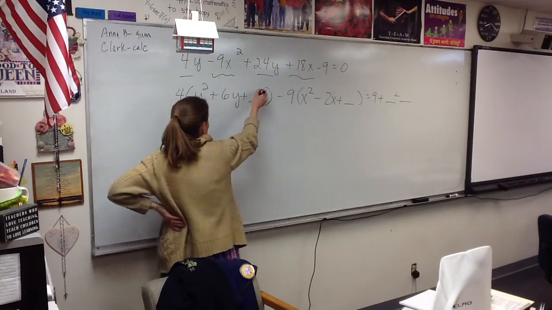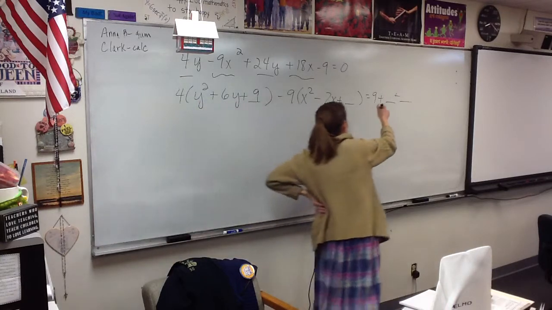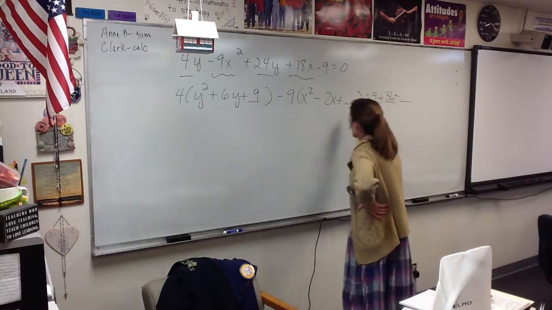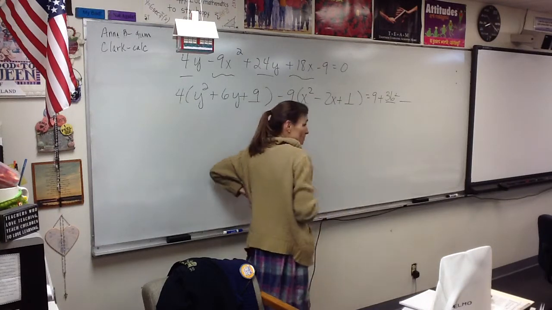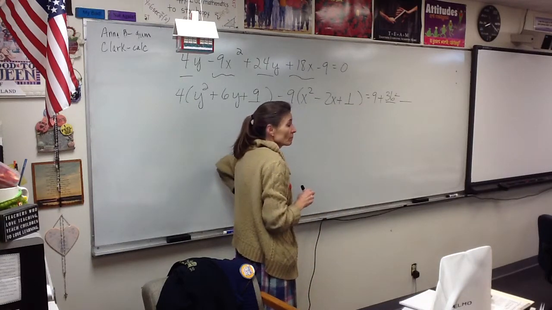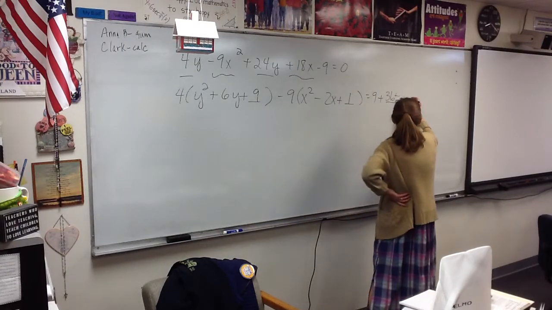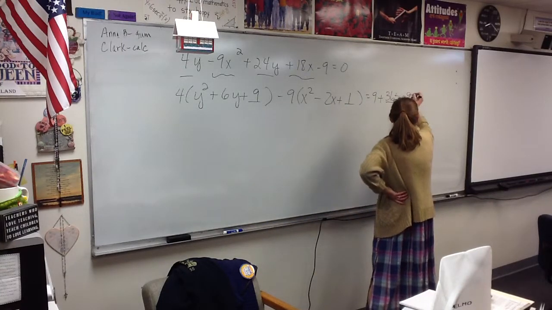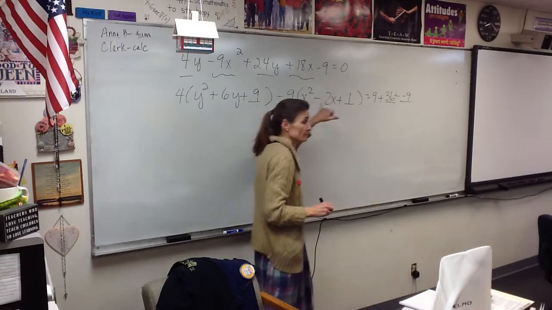All right, what goes here? 9, but on the other side, I'll have to put, what goes here? Half of 2 is 1, squared is 1. But on the other side, I'll put, would that be minus 9? -9. -9 times 1.